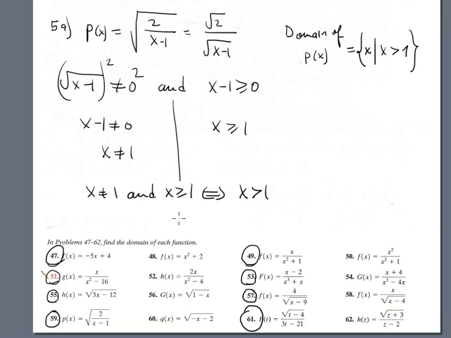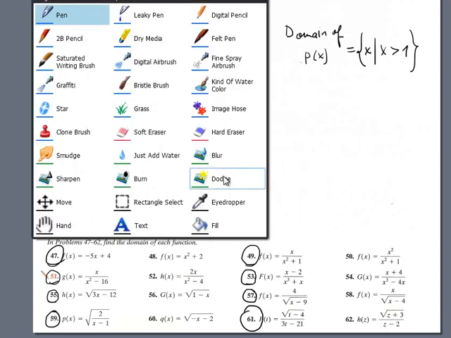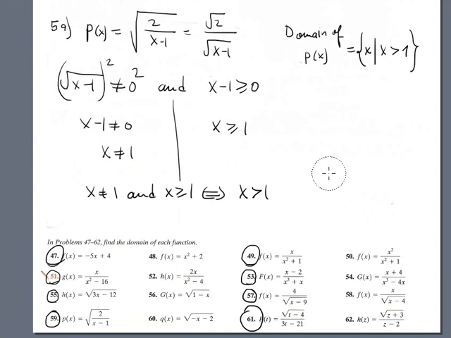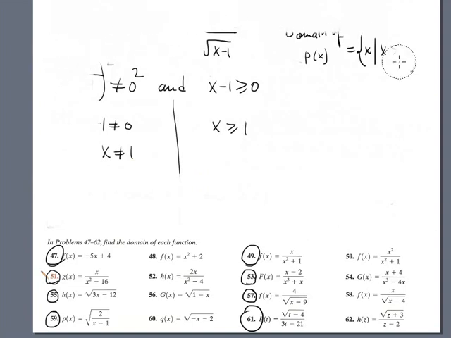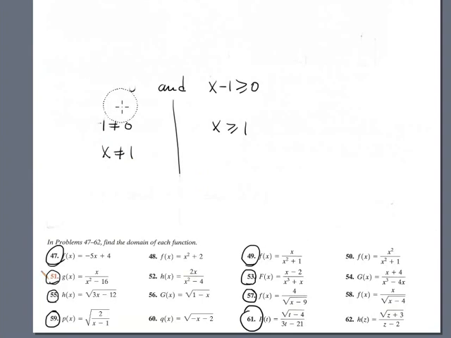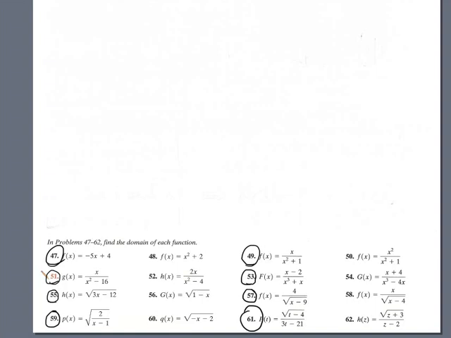61. Okay, 61 is a little bit more complicated. Not too much, but it's complicated. Okay, the most important thing is you set out the restrictions. We have two cases. Capital F of t, in 61, is equal to square root of t minus 4, and in the bottom we have 3t minus 21.